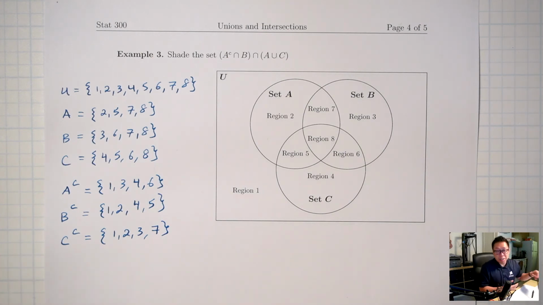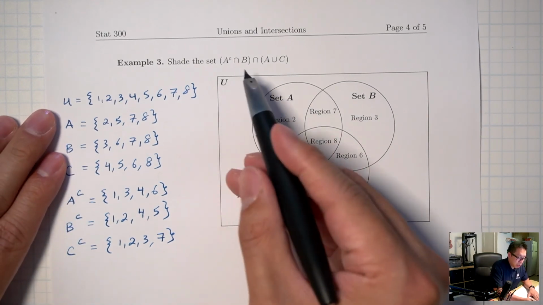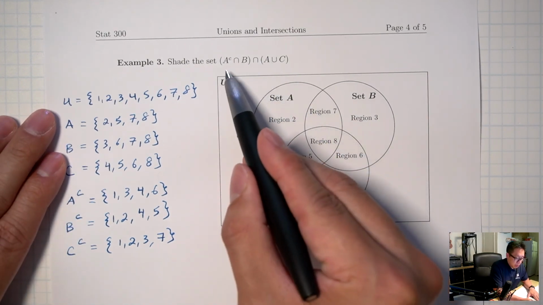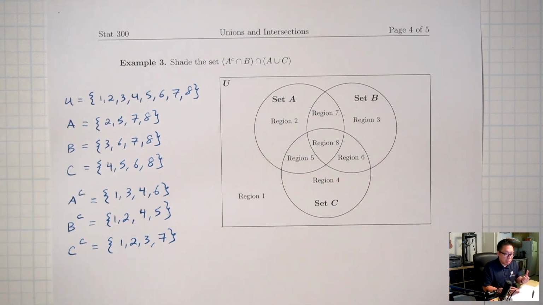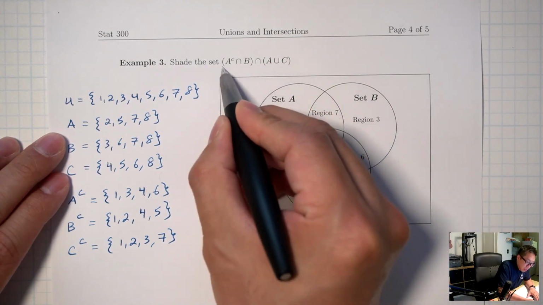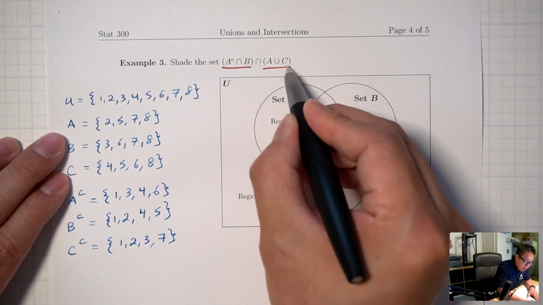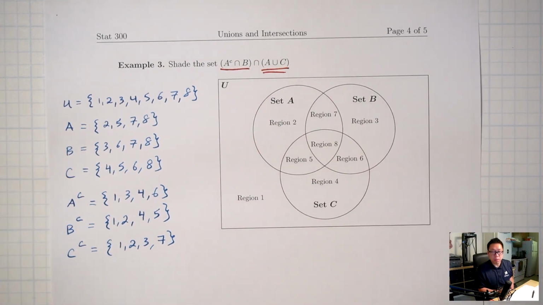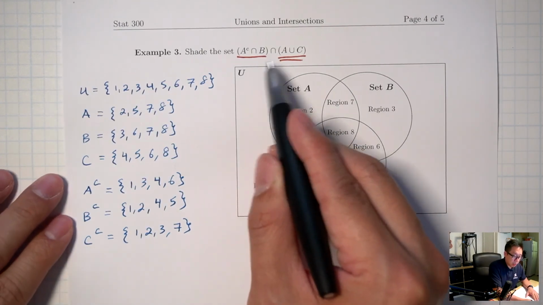All right, so now we can actually look at the problem. The problem says, shade the set, this thing, intersect this thing. So this is really just a set on the left and a set on the right. Set on the left is this thing in parentheses, A complement intersect B. Set on the right is A union C. Now I'm going to build the set on the left and then build the set on the right.